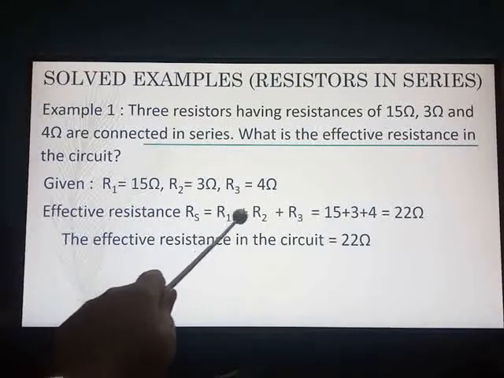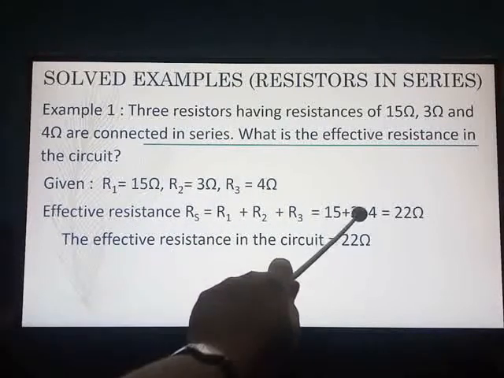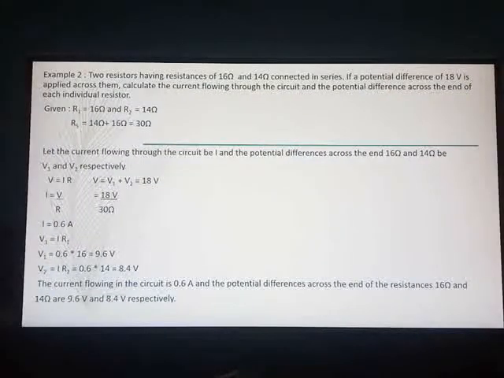Substitute the values of R1, R2, R3, that is 15 plus 3 plus 4 comes out to 22 ohm, and hence the effective resistance in the circuit is 22 ohms. This is the first example for resistors connected in series. Let us move to the next example.